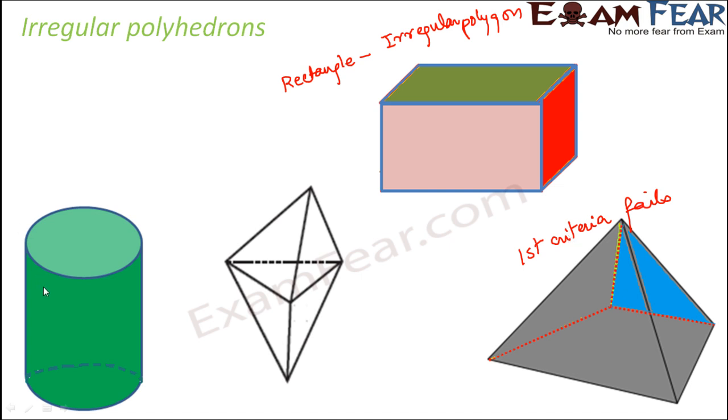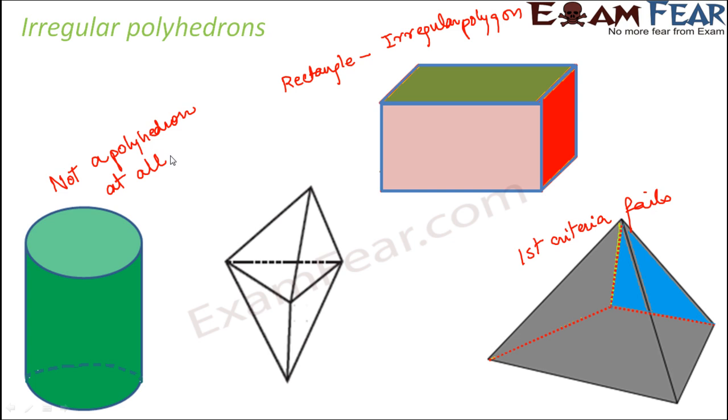Third, let's talk about the cylinder. In case of a cylinder, it is not even a polyhedron because it is made up of curved surface. So this cylinder is not a polyhedron at all. So since it is not a polyhedron, there is no point talking about whether it is regular or irregular.